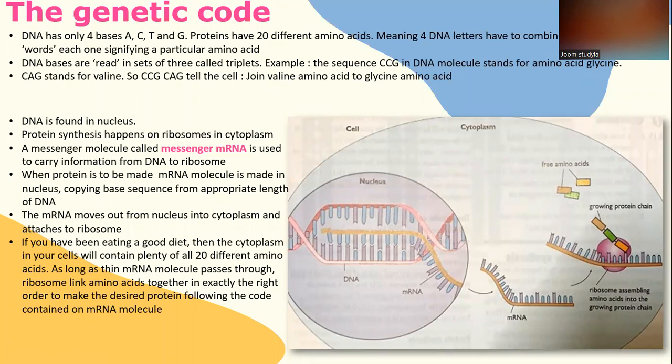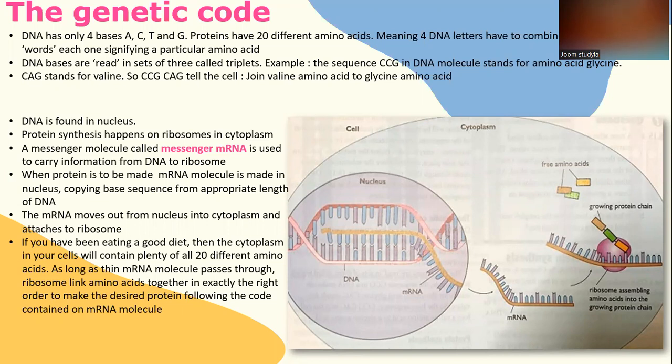The genetic code. DNA has only 4 bases: A, C, T, and G. Proteins have 20 different amino acids, meaning that the 4 DNA letters have to combine to make different words, each one signifying a particular amino acid. DNA bases are read in sets of 3 called triplets. For example, the sequence CCG in a DNA molecule stands for the amino acid glycine, and CAG stands for valine. So CCG, CAG tells the cell to join the amino acid valine to glycine.